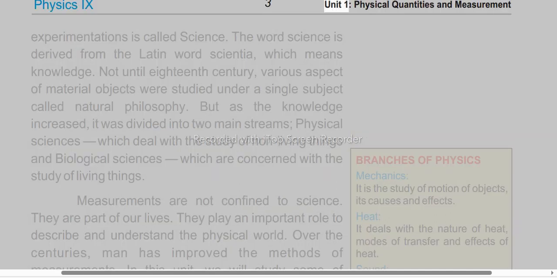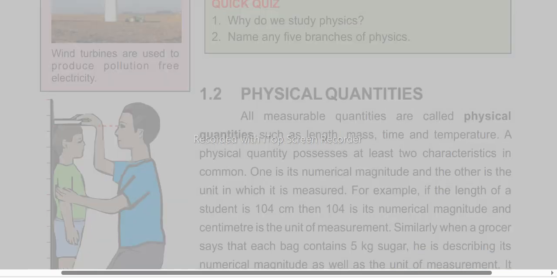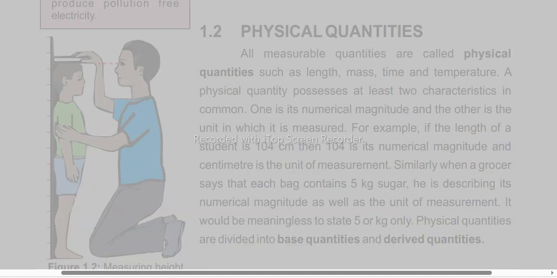Physics 9.3, Unit 1, Physical Quantities and Measurement. Quick Quiz: 1. Why do we study physics? 2. Name any 5 branches of physics. Figure 1.1: A. A vacuum cleaner. B. A mobile phone. Do you know? Wind turbines are used to produce pollution-free electricity. Figure 1.2: Measuring height.